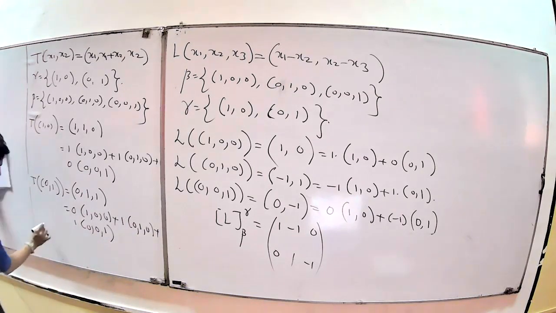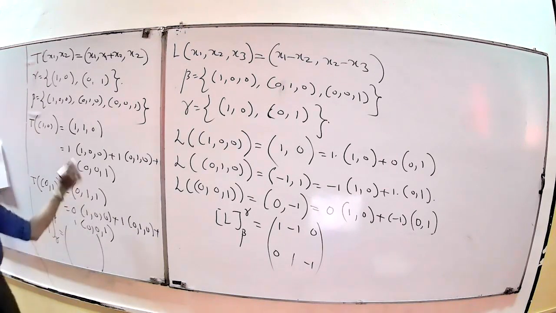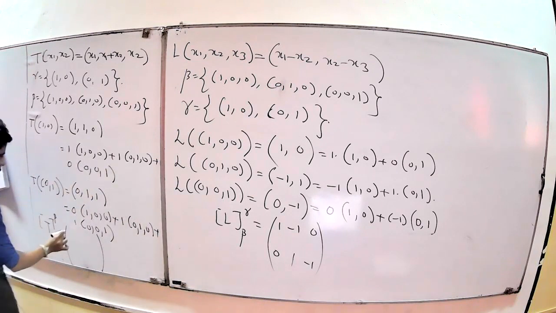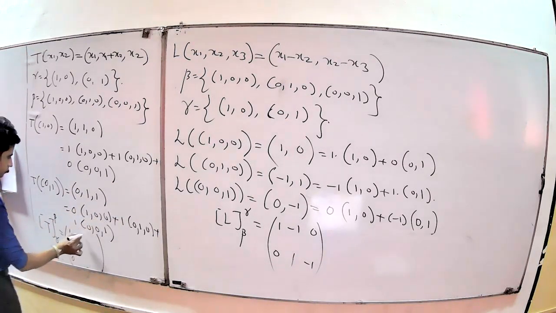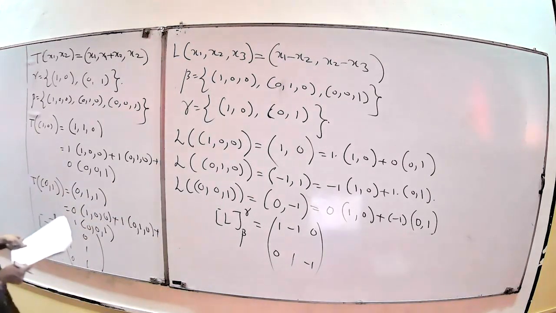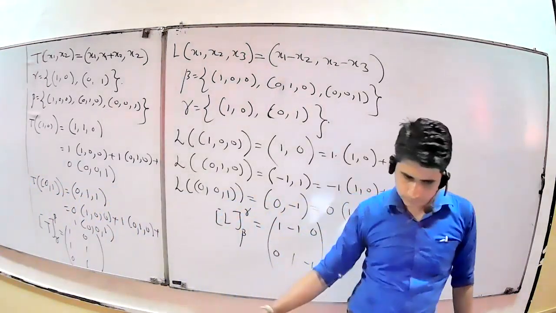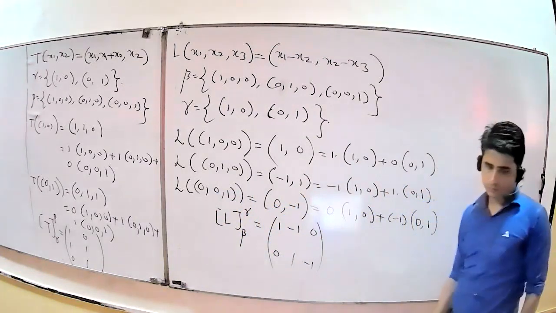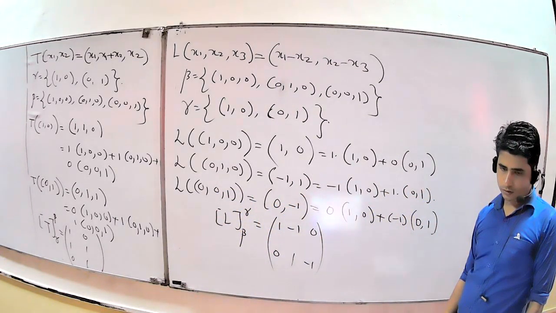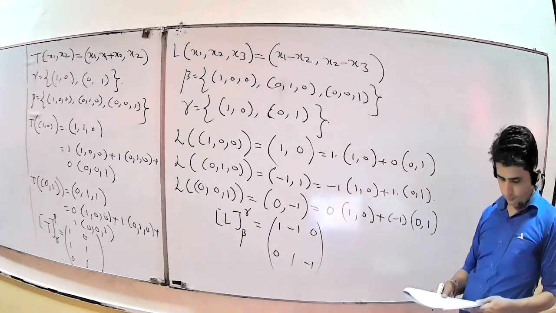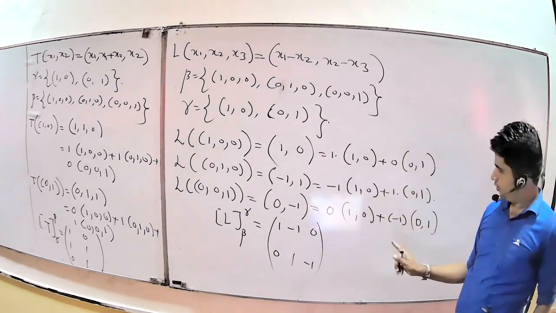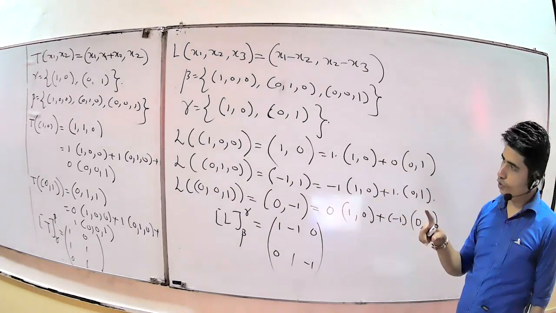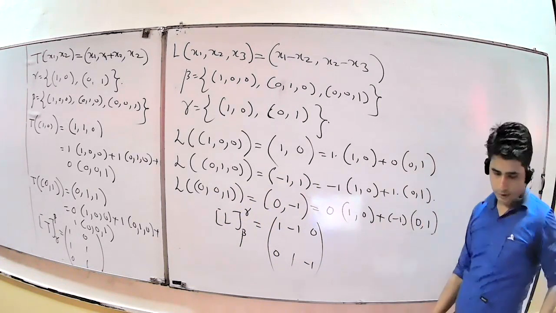Therefore now, with ordered bases gamma and beta, the first column is 1, 1, 0 and the second is 0, 1, 1, right? Now we found the representation matrix for this L and T. Now we want to find the representation matrix for L composition T.